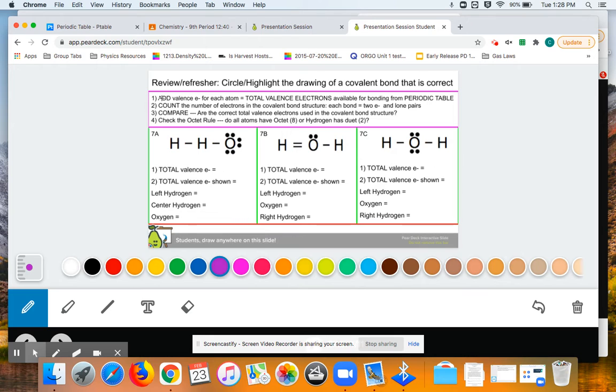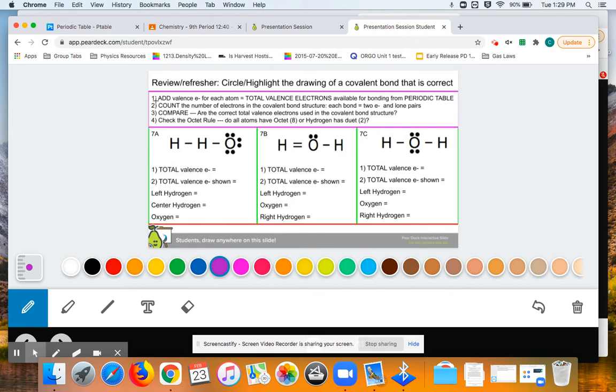Next is this. This is our review refresher. We did this during class, but if you're absent, I'm going to go through it now. The goal of this is to circle or highlight the drawing of the covalent bond that is correct. There are 3 drawings here, A, B, and C. One of them is right. 2 of them are wrong. And we want to figure out which is which.